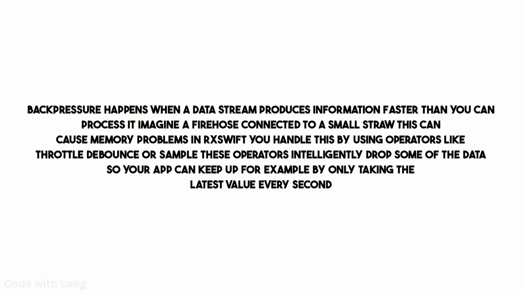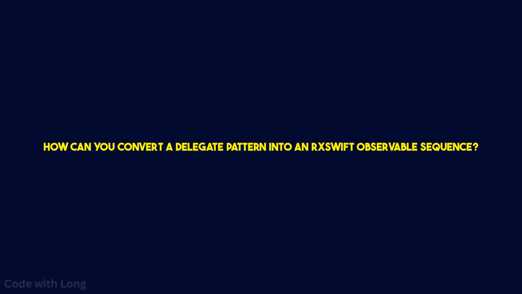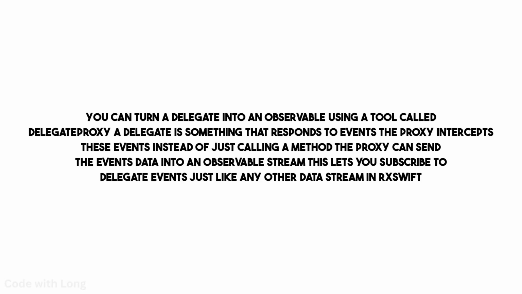How can you convert a delegate pattern into an RxSwift observable sequence? You can turn a delegate into an observable using a tool called DelegateProxy. A delegate is something that responds to events. The proxy intercepts these events. Instead of just calling a method, the proxy can send the event's data into an observable stream. This lets you subscribe to delegate events just like any other data stream in RxSwift.